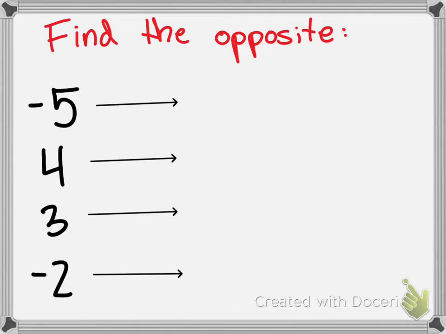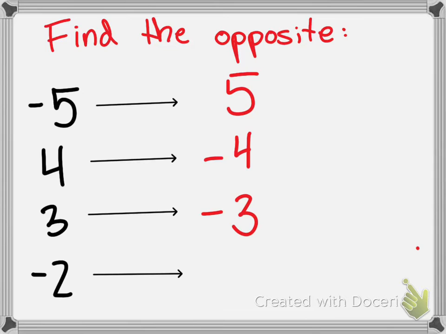Let's see. I'm going to call on random people. Dolan, what's the opposite to negative 5 then? 5. Let's see. Hannah, what's the opposite to 4? Lila, what do you think? Negative 4. So because of that, Hannah, what's the opposite to 3? Negative 3. Exactly.